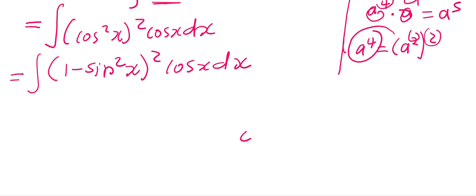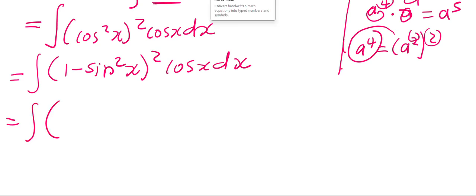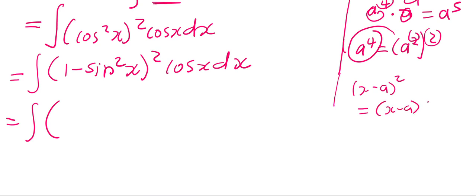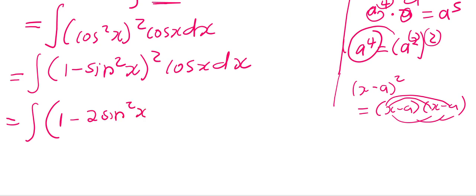So now let's simplify this. Remember that if we have, for example, x minus a, squared, this is the same as x minus a times x minus a, and then you multiply the brackets. So we'll do that. The answer here will be the integral of 1 minus 2 sine squared x plus sine to the power of 4x, times cos of x dx.